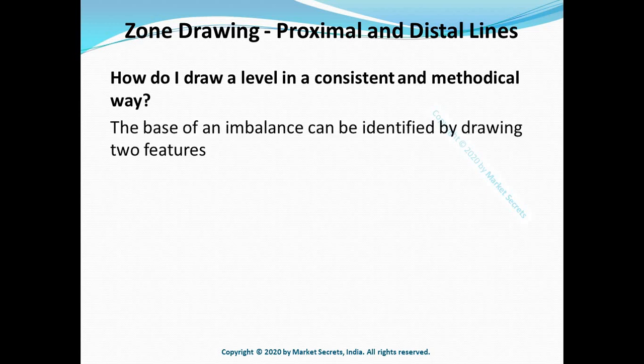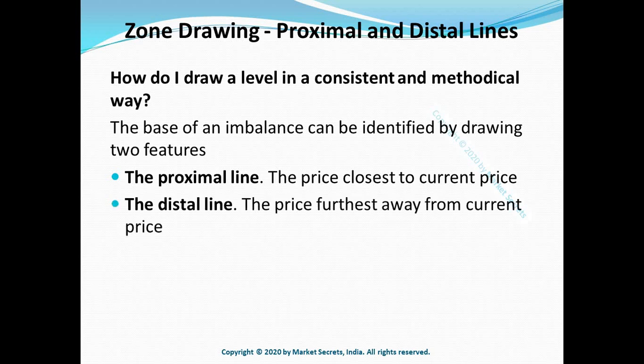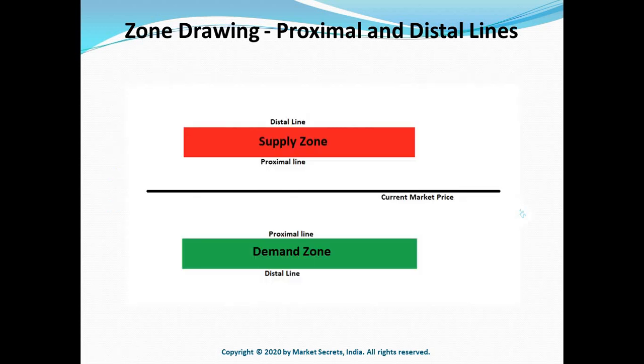So, before we draw a zone, we need to spot an imbalance, which we have discussed in the previous episodes. Once you identify a base of an imbalance, then you can draw the zone by drawing two features. One is a proximal line and the second is a distal line. The proximal line is the line which is always closest to the current price, and the distal line is always the price which is further away from the current price. Let's see it with an example.